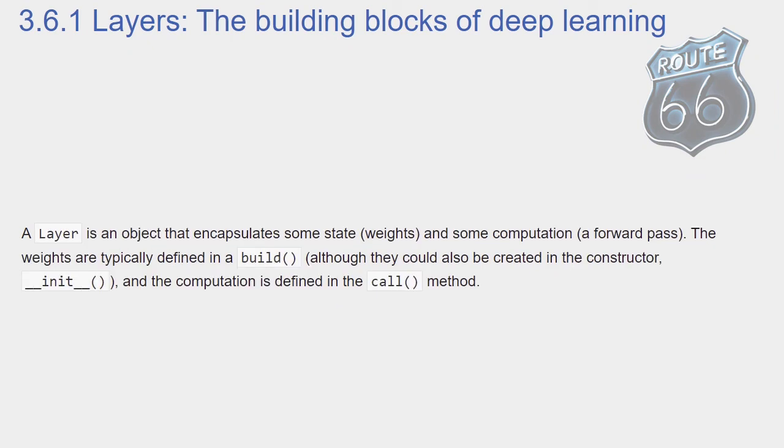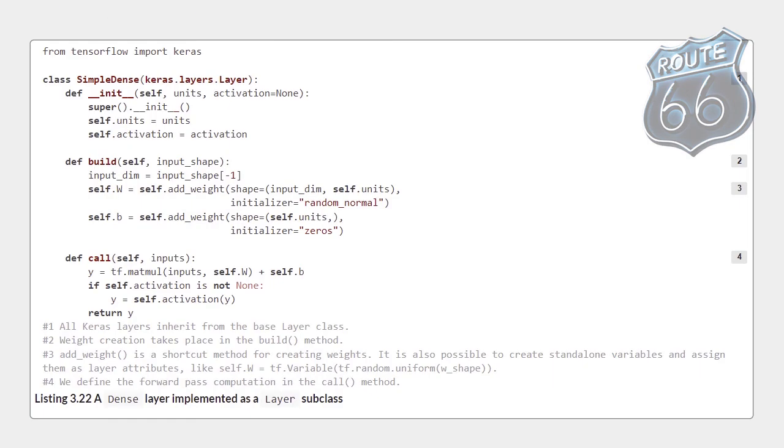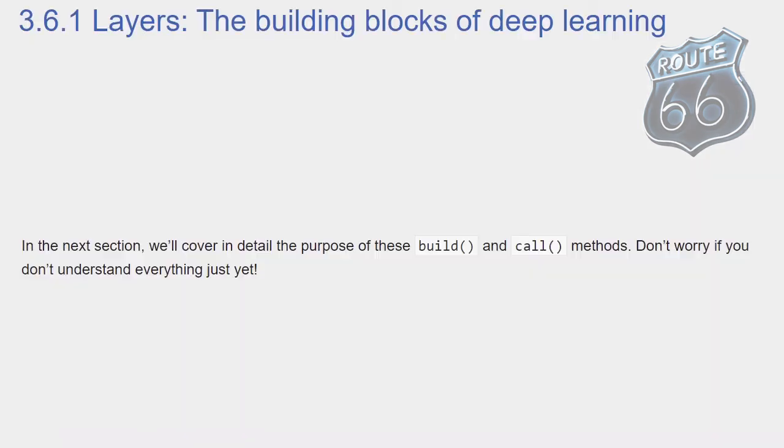A layer is an object that encapsulates some state (weights) and some computation (a forward pass). The weights are typically defined in a build(), although they could also be created in the constructor, __init__(), and the computation is defined in the call() method. In the previous chapter, we implemented a naive Dense class that contained two weights, W and b, and applied the computation output = activation(dot(input, W) + b). This is what the same layer would look like in Keras.